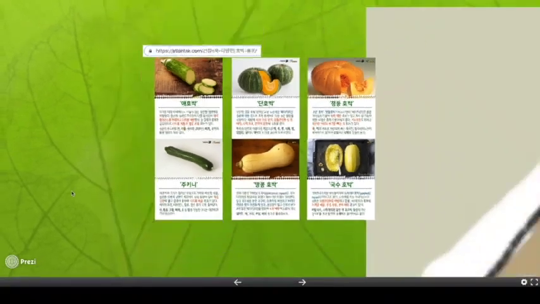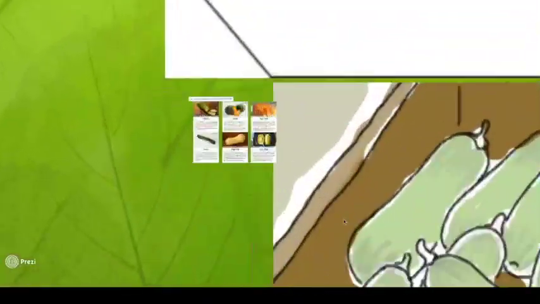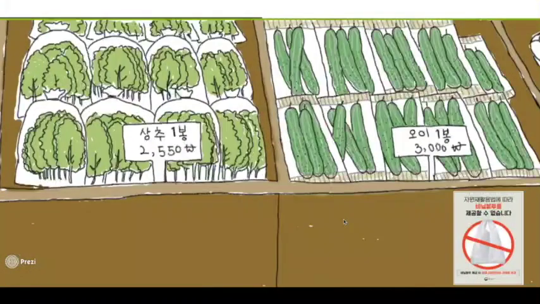Okay, next. Number 3, 3번 is lettuce. 상추. 그죠? Number 2 was the 시금치, and lettuce is the 상추. Okay, 상추. And 오이, cucumber. Cucumber, 오이. But what's the counter? The counter is 봉. What is 봉?